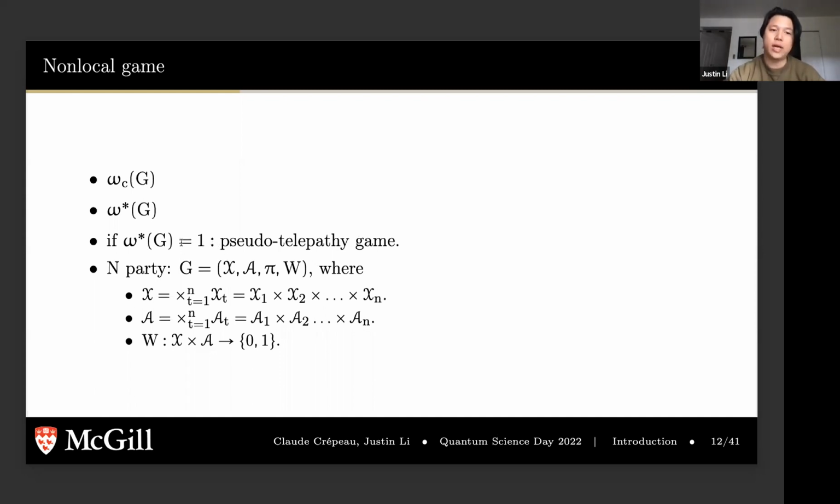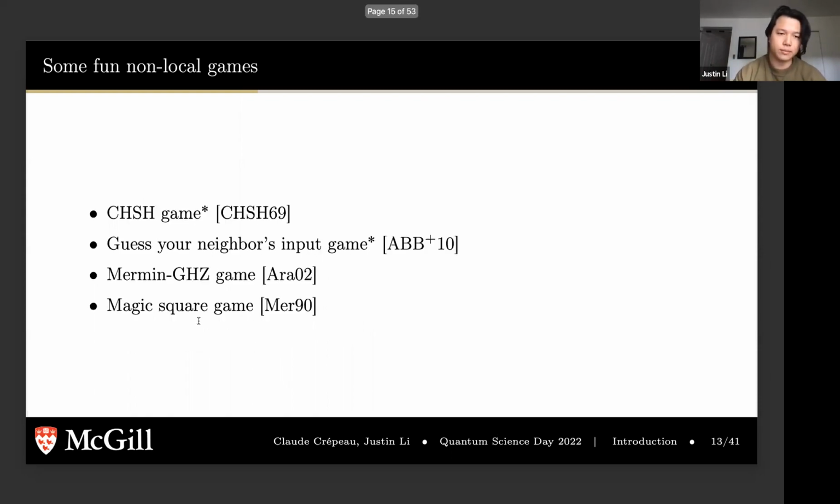We can also generalize the definition of the non-local game in terms of n players instead of just 2 players. Now we just have a set of inputs for each of the n players and a set of outputs for each of the n players again. And the winning condition would be in terms of all the inputs and outputs of the players in this case.